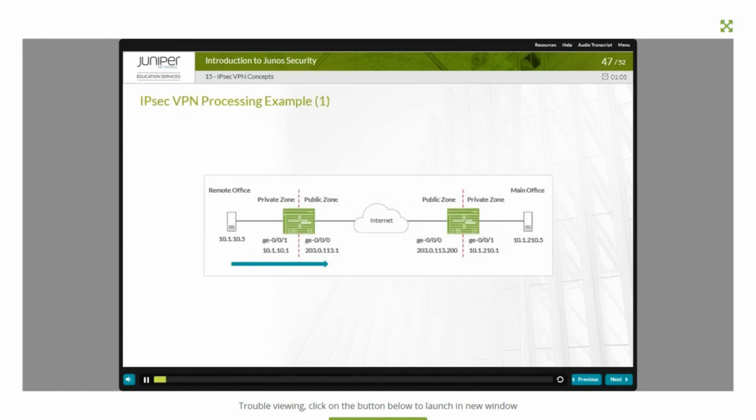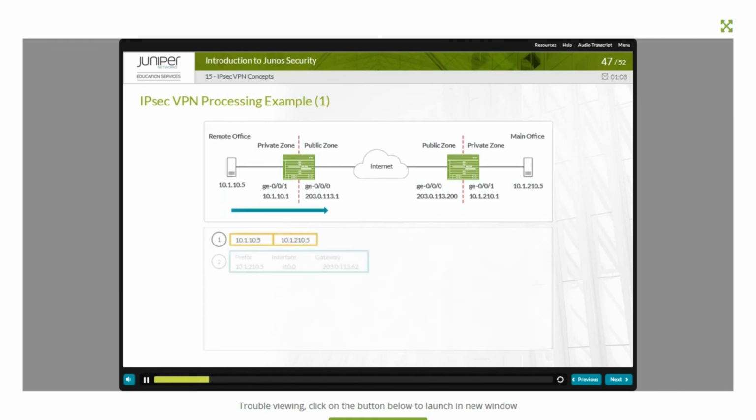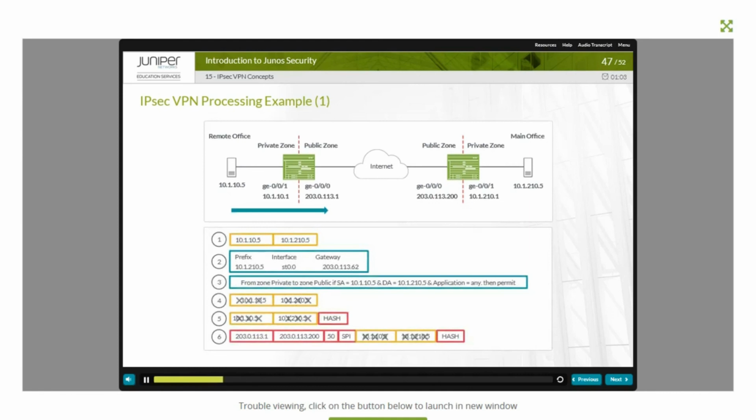In this example, two Juniper security devices have already been configured to use route-based IPsec VPNs. The traffic processing sequence for a packet attempting to traverse the IPsec VPN tunnel is displayed. Here are the steps, starting from the device in the remote office. The packet arrives at the remote Juno security device on interface GE0/0/1.